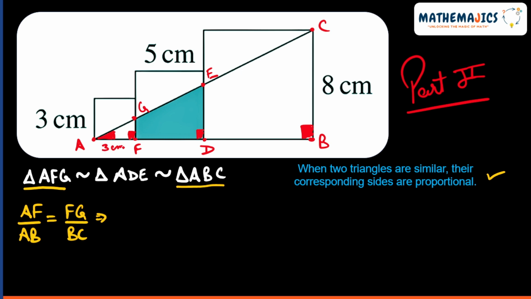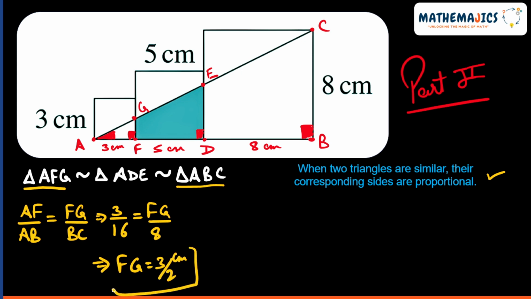Let's mark these sides in the figure first and then we can continue with the solution. AF will be 3 centimeter because this is a square. FD will be 5 centimeter and DB will be 8 centimeter. Correct? Now let's jump to the question again. AF is 3. AB is 3 plus 5 plus 8, that is 16. Correct? AB is sum of all the three sides of this figure. This is equals to FG upon BC. BC is 8. If I solve this, I will get FG as 3 by 2 centimeter. Let's mark this in the figure, 3 by 2 centimeter.